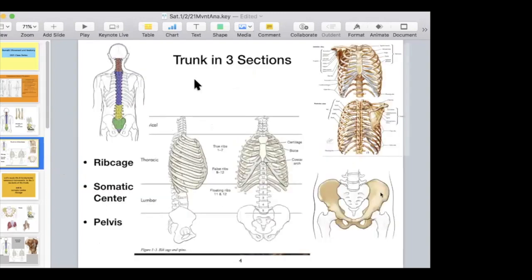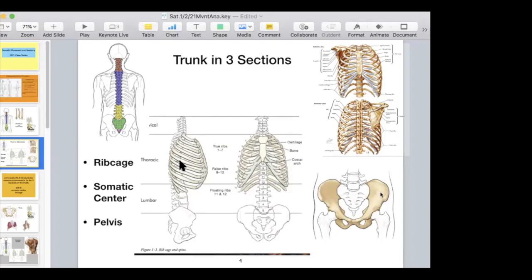We're going to be doing our six fundamental movements through our trunk. So here we have this picture where we can keep this rectangle in mind. And we have the three sections we're going to work with. The first is the rib cage. And here you have a front view and a side view. And you can see some of the back view of the ribs in this one. Here you can see the front of the ribs and the back of the ribs. This section is the somatic center.